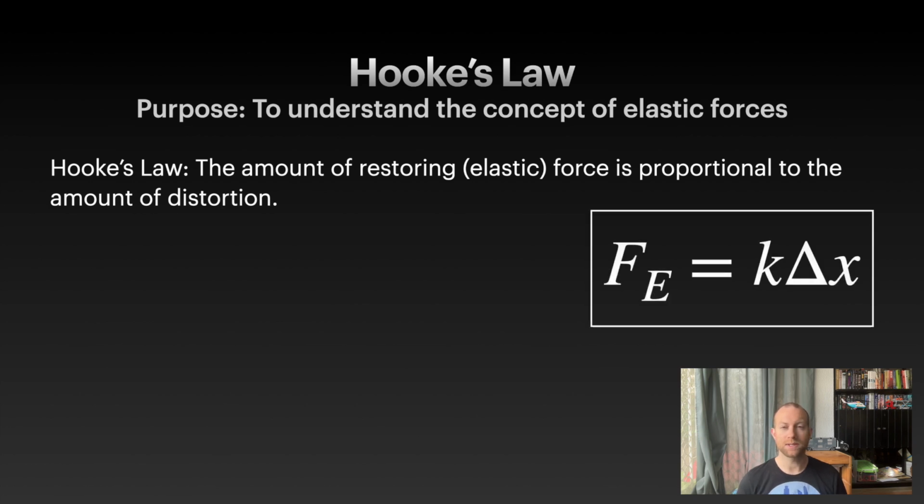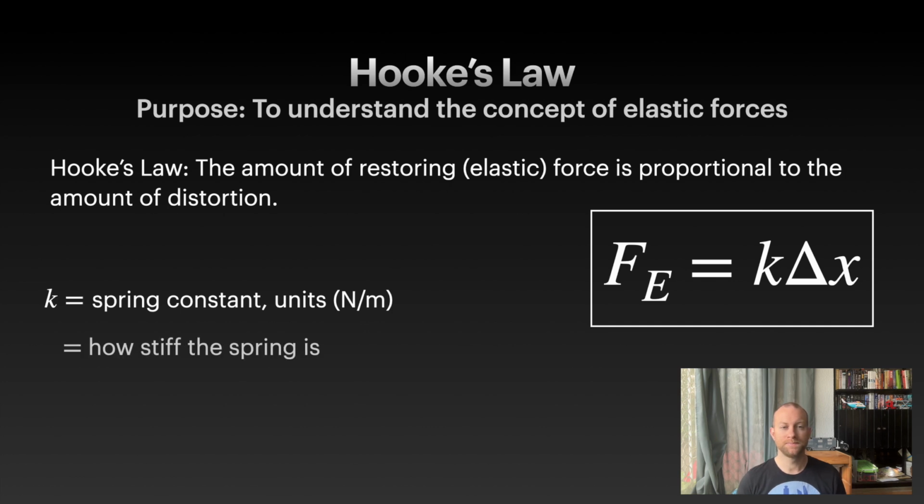So the equation for this is Fe equals K delta X. So the triangle is what's called delta. Let's go through what each of these things are. K is the spring constant. The units for that are newtons per meter. And this is constant per object. So one spring will have the same spring constant. K is stating how stiff the spring is. So the bigger the K value, the harder it is to pull that spring or bungee cord.